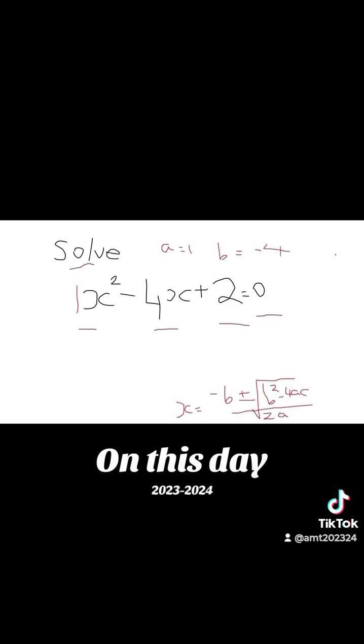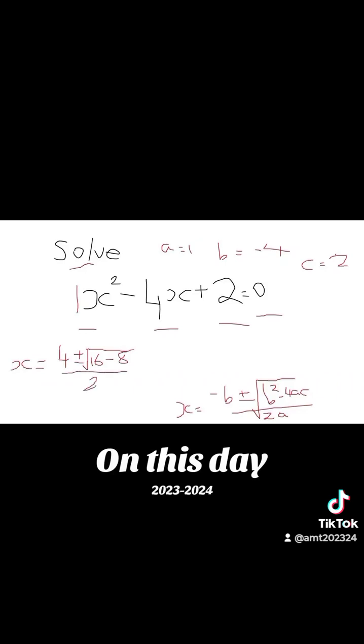Now when we plug this into the formula, what do we get? x equals minus b, so minus minus 4, that'd be plus 4, plus or minus the square root of b squared, so minus 4 squared, which is positive 16, minus 4 times 1 times 2, so that'll be minus 8, all over 2 times 1, which is 2.